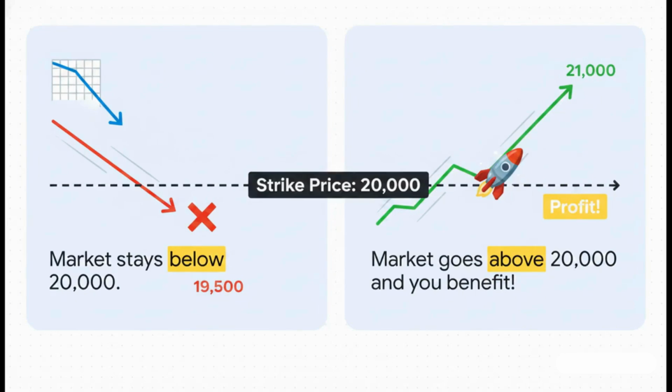Imagine the market drops below your $20,000 strike price, let's say all the way down to $19,500. Well, nobody wants to buy something for $20,000 when they can get it way cheaper on the open market, right? So your option isn't really useful here.